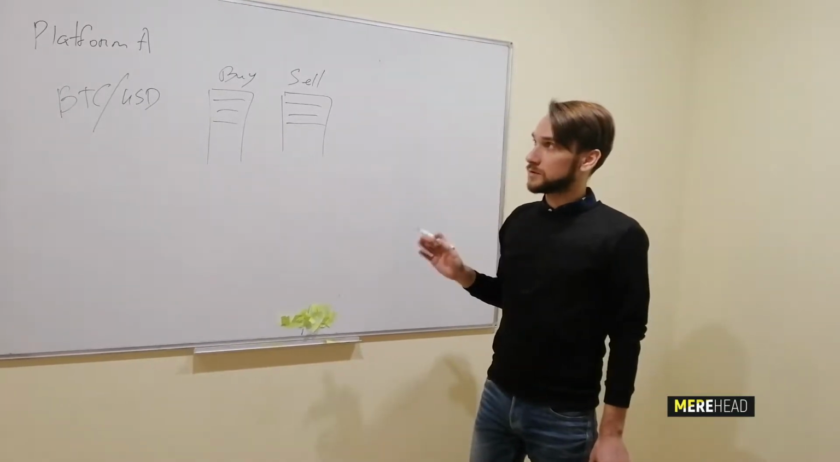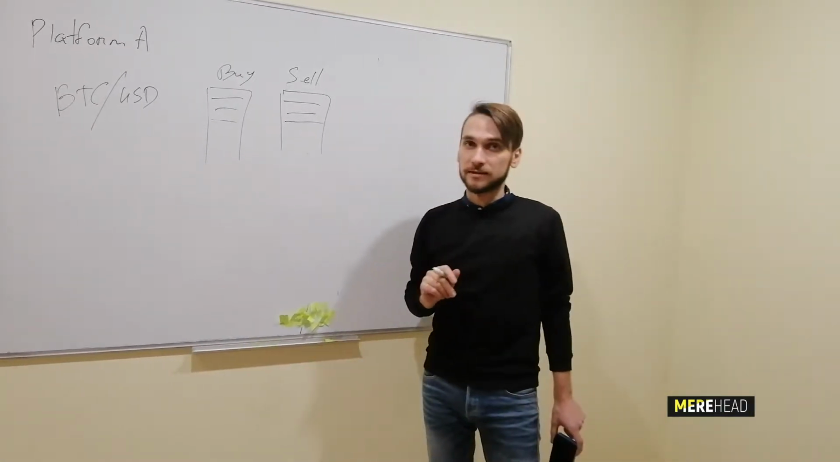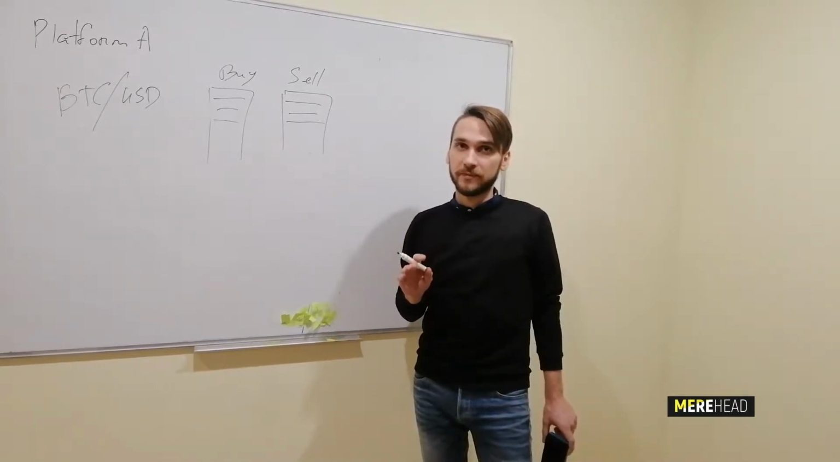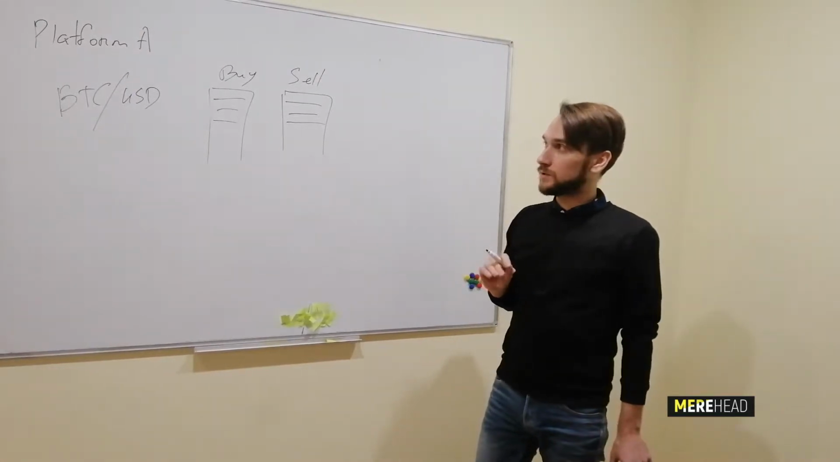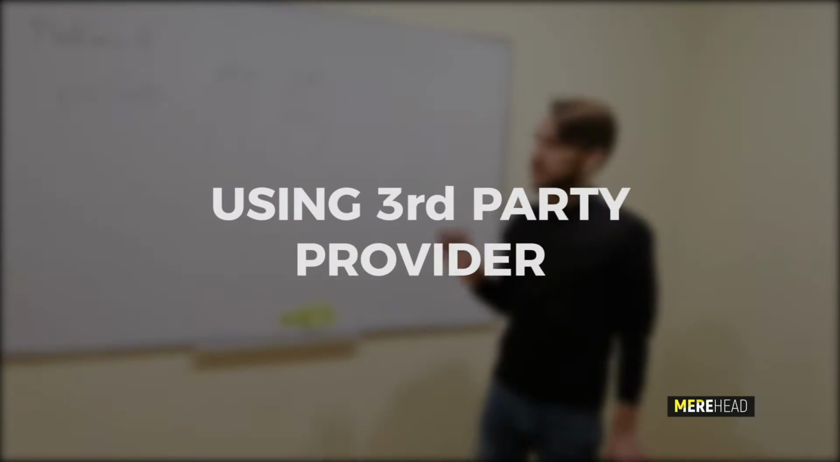So, what options do we have for liquidity? It is actually two things. The first thing is sharing liquidity with external exchanges or using third-party providers, and the second option is local market makers. So I will tell you more now about external liquidity and how to use it, what the pros and cons are.